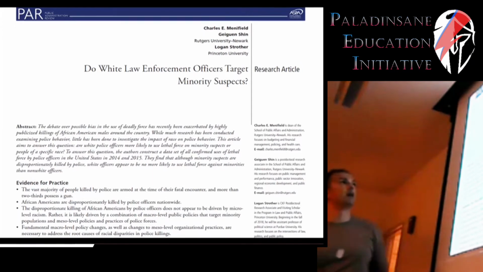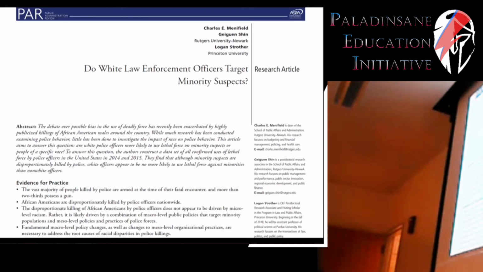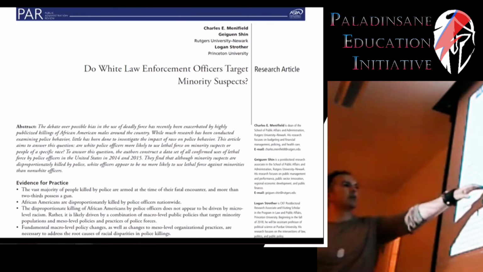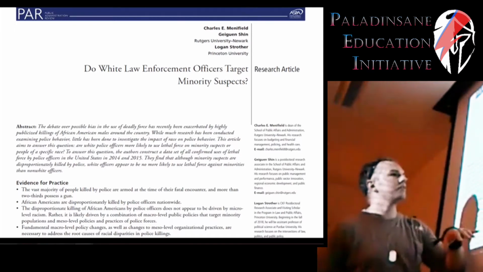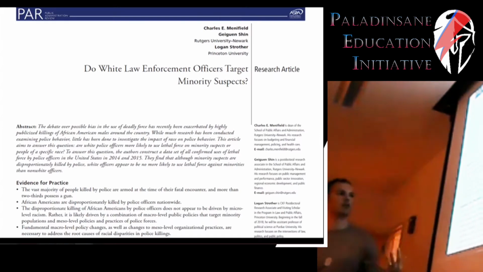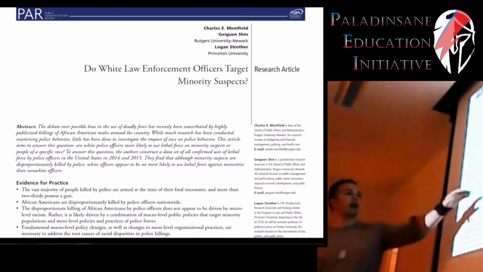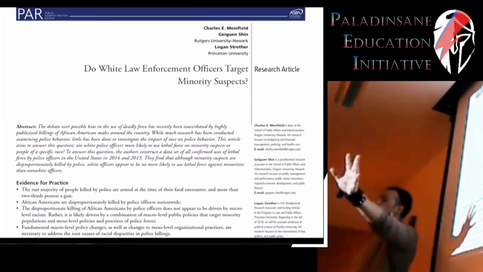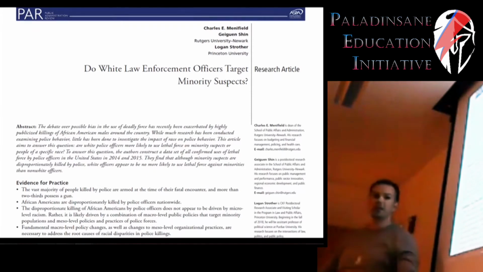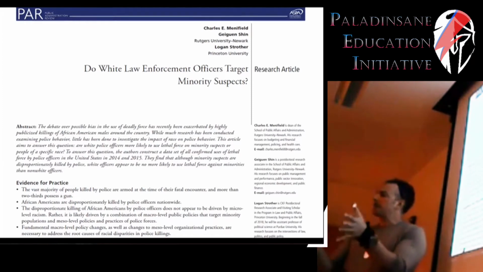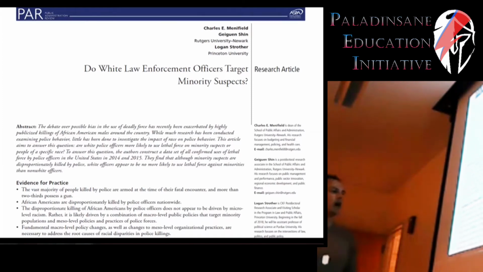violence against minority suspects. So this was an article that was published quite recently, and what they did was they looked at data for all confirmed use of lethal force by police officers in the United States in 2014 and 2015, and they did find that minority suspects are disproportionately killed by police officers. So there is that problem, but we as psychologists need to say, how do we fix it? How do we get to the truth of what is causing it?